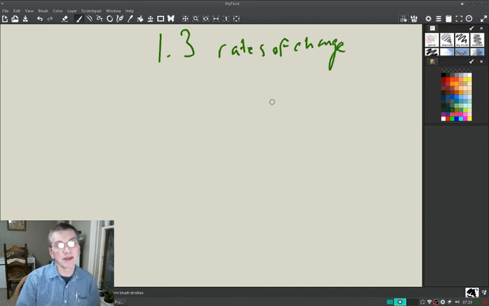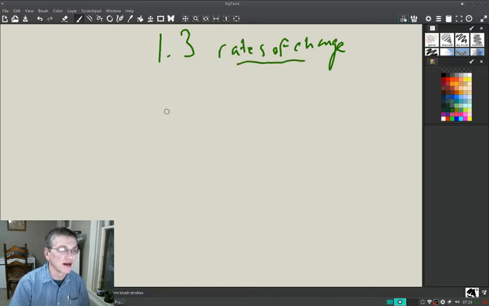I'm pretty happy about this book. It has this section that's missing in other books. We sort of assume you know this from other classes, your other math classes, but here it goes into it in a bit of detail. And rate of change is what calculus and precalculus is all about.